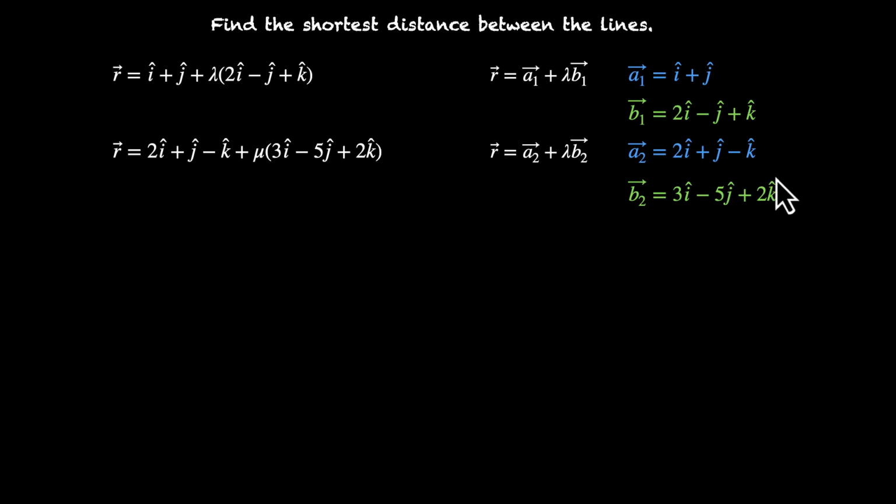Our first job is to find the difference between a1 and a2. So let's find a2 minus a1. That's going to be equal to i cap, this cancels out, minus k cap. So a2 vector minus a1 vector is i cap minus k cap.